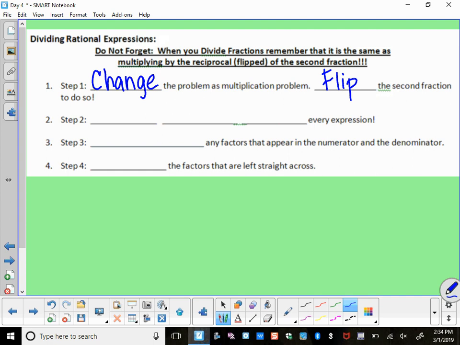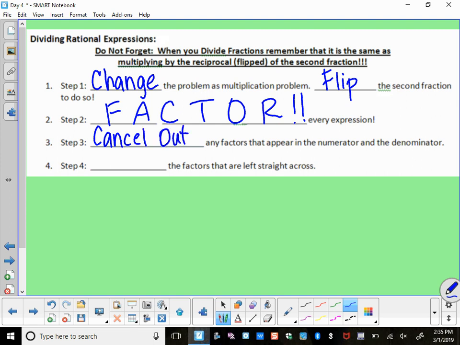Step 2 is to factor. I'm not going to make you write it 3 times, but you need to write it big so you know how important it is. Factor every expression. There are different ways to factor. We can find the GCF, we can DOSE, we can SOAP. The main one is the AM method, or swing. And then you want to cancel out any factors that appear in the numerator and the denominator. And last, you want to multiply the factors that are left straight across.